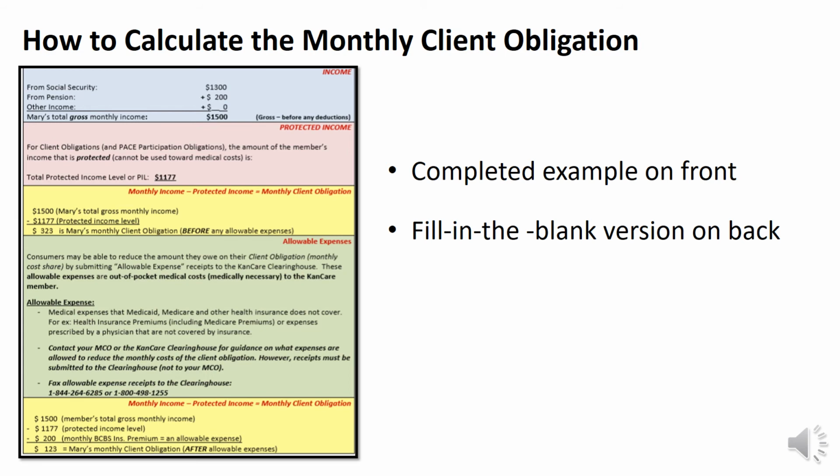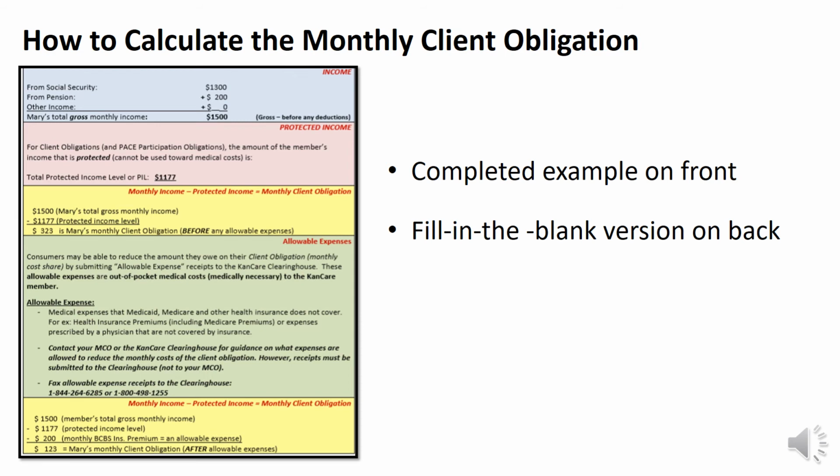In the next box, it tells you that the protected income level for HCBS is $1,177 a month. So in the next box, it's her income minus the protected income. So $1,500 minus $1,177 leaves Mary with $323 to pay each month for her HCBS services. But that is the amount before any allowable expenses. So let's say that Mary has $200 a month in a monthly insurance premium she pays for other insurance to Blue Cross Blue Shield. Well, that would be considered an allowable expense.